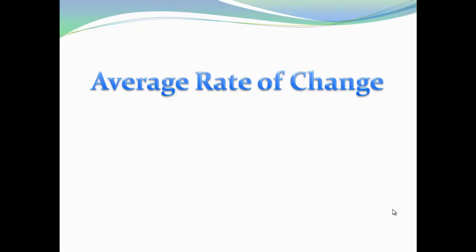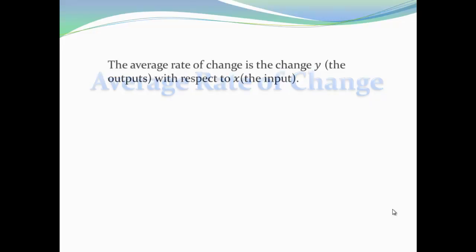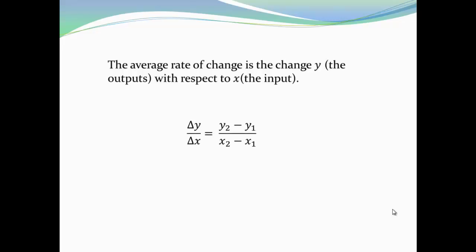Today we're going to talk about average rate of change. The average rate of change is the change in Y, your change in the outputs, with respect to the change in your inputs. Algebraically, we could write this as the change in Y over the change in X, or Y2 minus Y1 over X2 minus X1. That little triangle there is a Greek letter, delta, which means change in. You'll see that symbol being used in mathematics and also in your science studies.